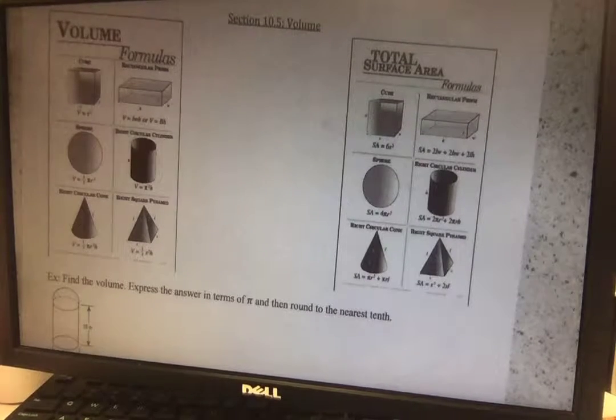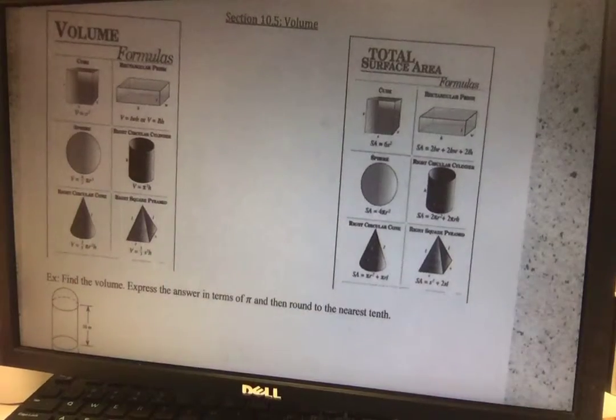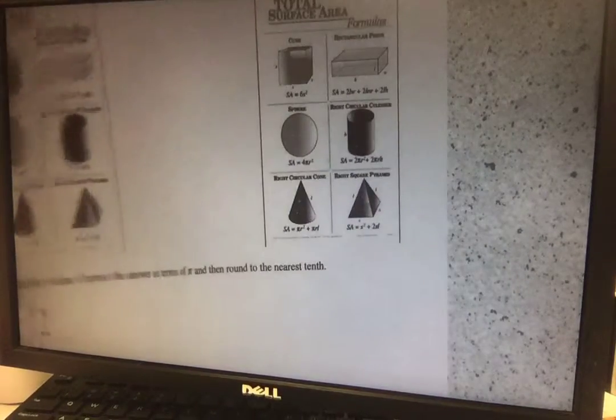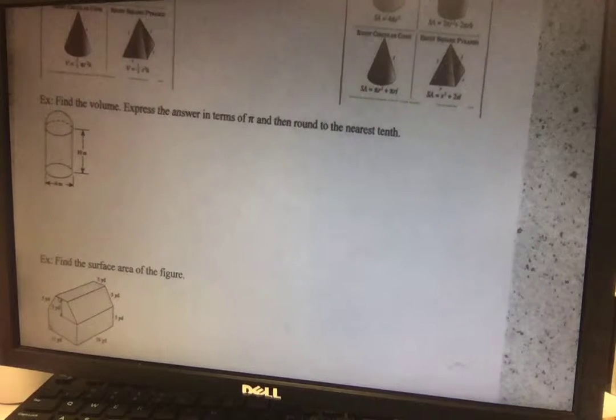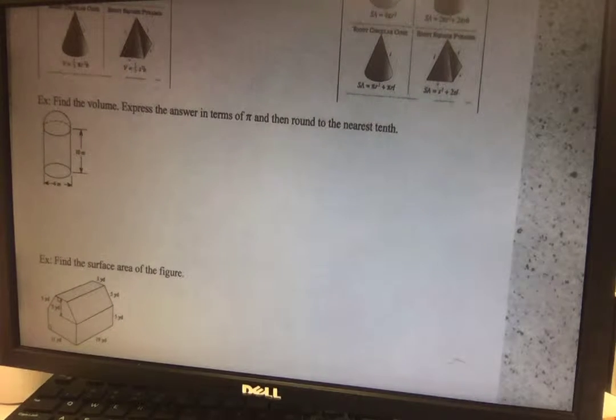All right, so this video covers section 10.5, which is volume and surface area. So we have some volume formulas, we have some surface area formulas. So real quick, we have two examples for this section. So find the volume, express your answer in terms of pi, and then rounding it to the nearest tenth.